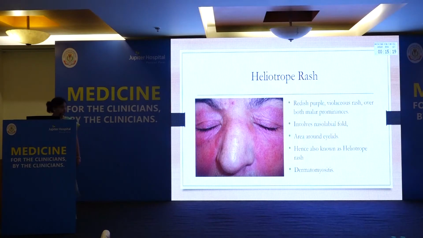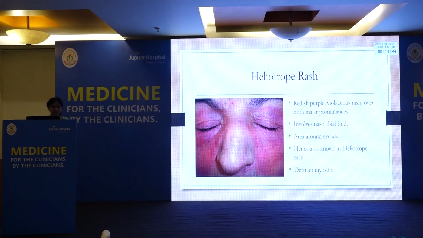If we describe this rash, this is a reddish purple violaceous rash which has involved both the malar prominences, and this rash is also present around the lids, and it may or may not be associated with periorbital edema. Also, the important feature is that it involves the nasolabial fold as well. So this is called a heliotrope rash. The heliotrope rash is one of the cutaneous criteria for the diagnosis of dermatomyositis.